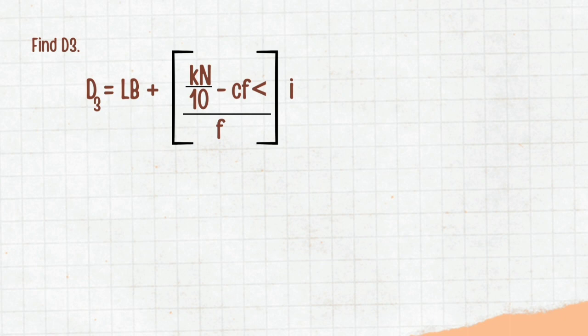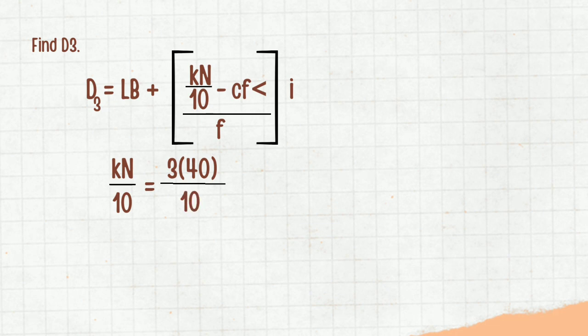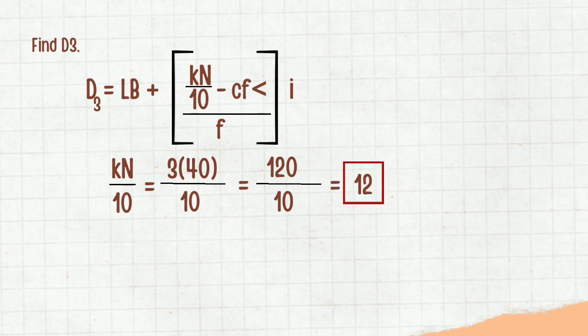First, we've got to find the Qk class of D3. To find it, for D3 it is kn over 10, where k is 3, since what we defined is D3, so our k is 3. So 3, then our n is 40, over 10. The answer here is 120 over 10, or equal to 12. So this is our Qk class.